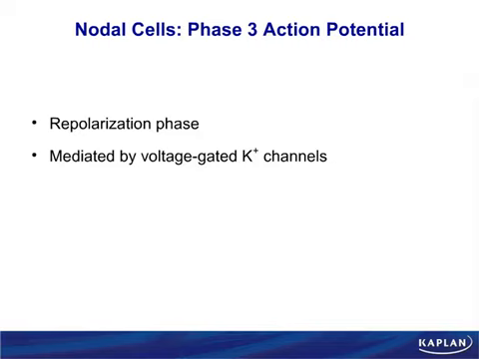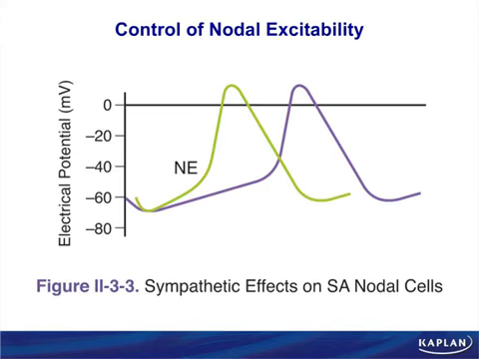Just as we discussed with nerve, skeletal muscle, and non-nodal cells, the exact same thing: repolarization is mediated by the voltage-gated potassium channel. So phase 3 in nodal cells, which is repolarization, is the result of the opening of voltage-gated potassium channels. This slide just illustrates what we just discussed. The purple is normal. Notice in the green, when you give norepinephrine, you increase the slope of phase 4, the pacemaker potential. Therefore, it gets to threshold sooner.